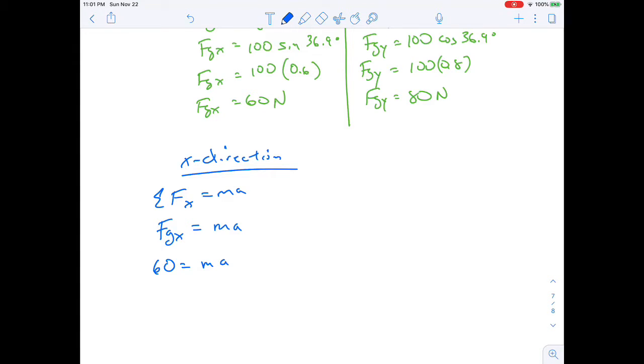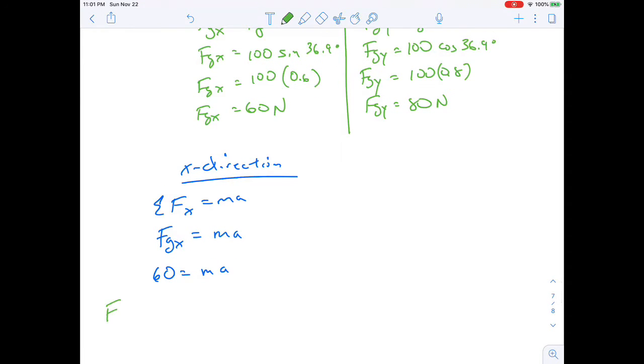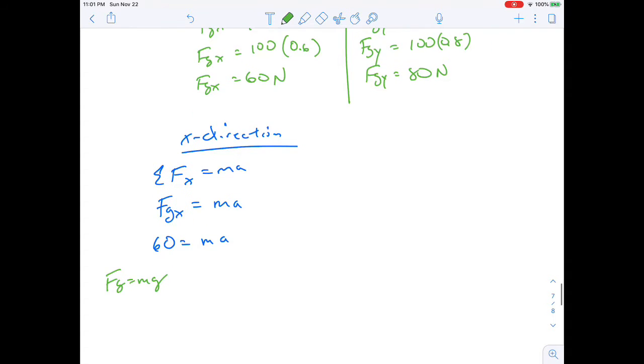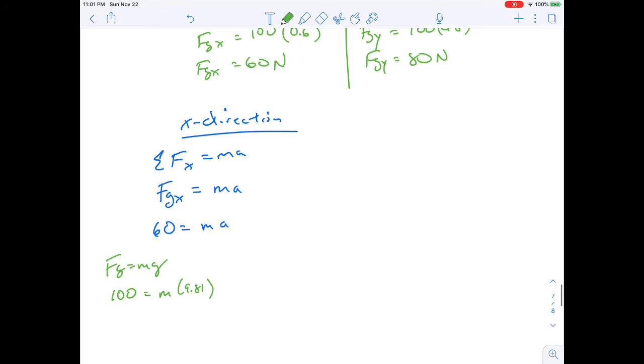And you're like, well, we didn't give mass. Well, we actually did get mass. Off to the side, we can realize Fg equals mg. I did tell us that the gravitation was 100, so m, and I know g is 9.81. So I do know the mass. The mass is 100 divided by 9.81, which equals, I should get this on my calculator, 10.2 kilograms.